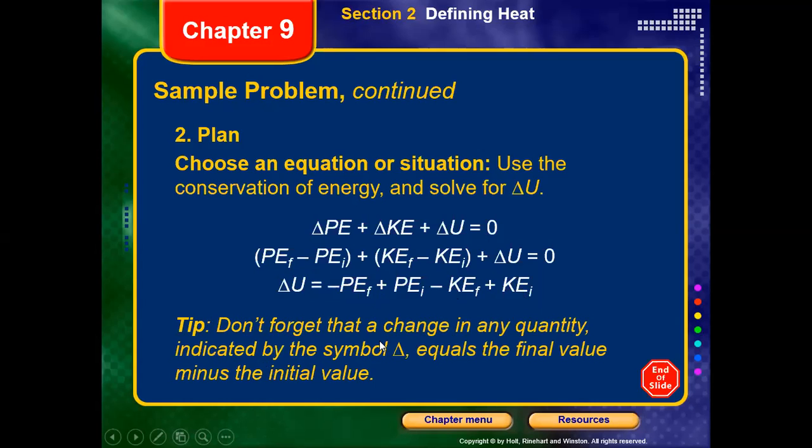Okay, don't forget that the change in any quantity is indicated by delta. Delta means the change. Change means it was 3 and turned to be 7. The difference, 4, is called the change in temperature.